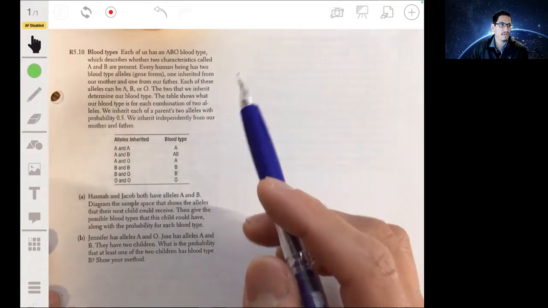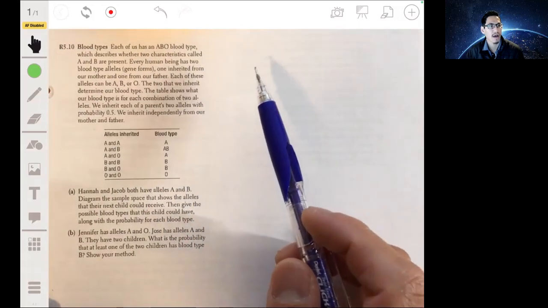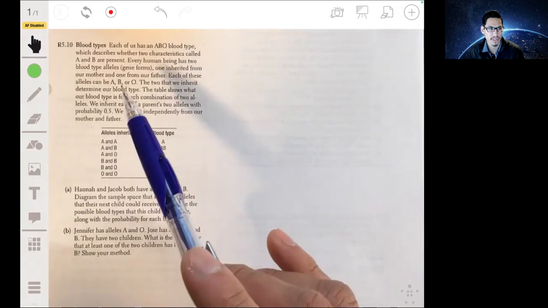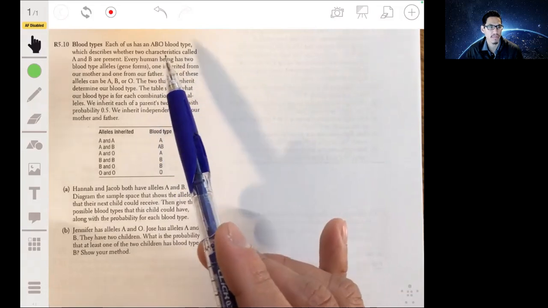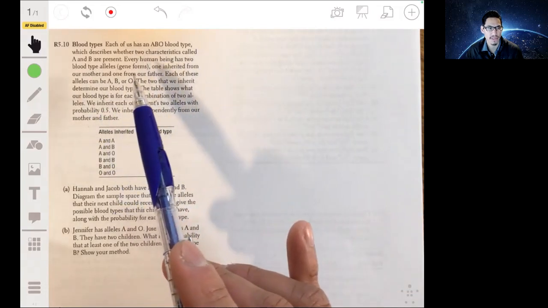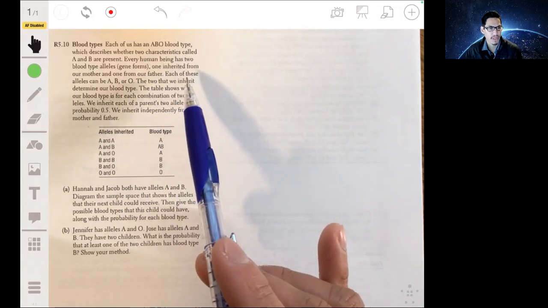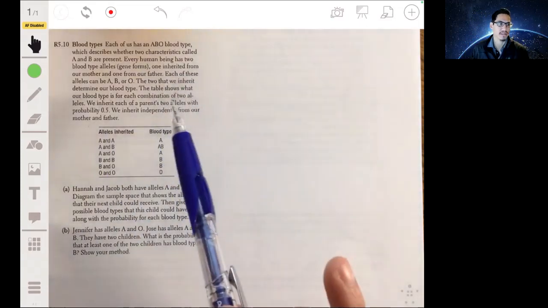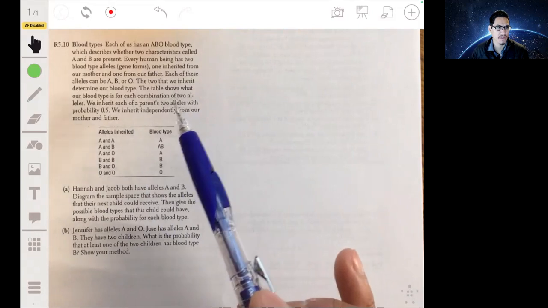Okay, so here we have a problem dealing with blood types, and it's talking about how each of us has an A-B-O blood type, which describes whether two characteristics called A and B are present. Every human being has two blood type alleles, one inherited from our mother and one inherited from our father. Each of these alleles can be A, B, or O. The two that we inherit determine our blood type. The table shows what our blood type is for each combination of two alleles.